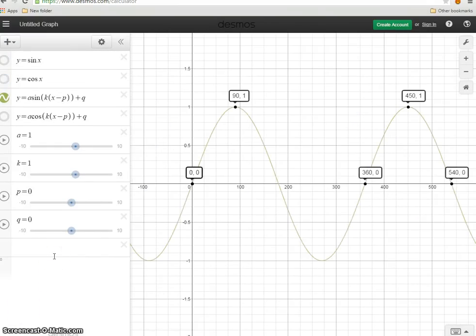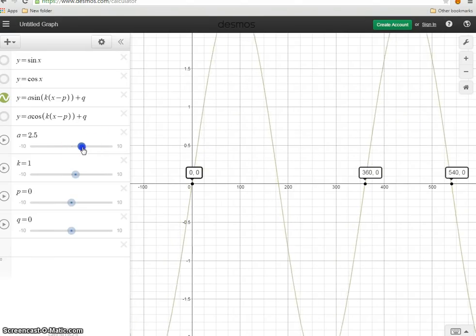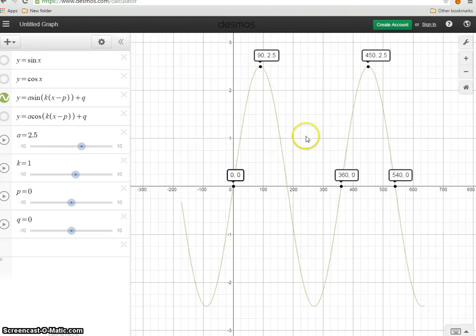Okay, so here's a graph of y equals sine x, and you see I've set it up so I have different sliders so I can change the values of a, k, p, and q. So let's take a look at a value. Now, if that represents a vertical stretch, let's see how that changes the graph. So it seems to make it bigger, which would sort of be what you'd expect. Again, it's getting more vertically stretched.